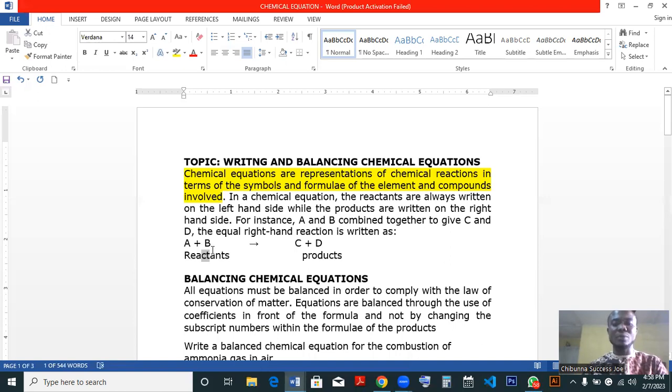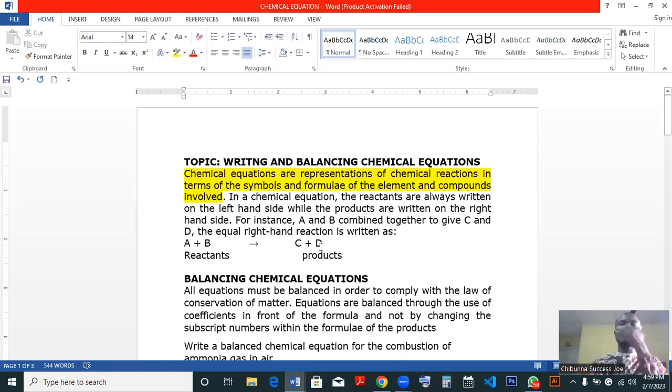So A plus B reacting together to give you C plus D. Now take note that the C plus D are the products formed from this reaction. Here, the A plus B are called the reactants, and this one is called the products. Now, an arrow is used to separate them. Looking at this arrow, it is pointing towards the product side.